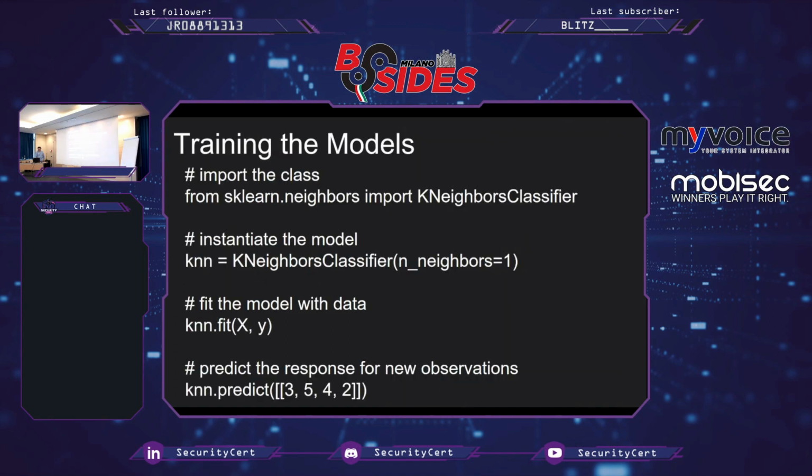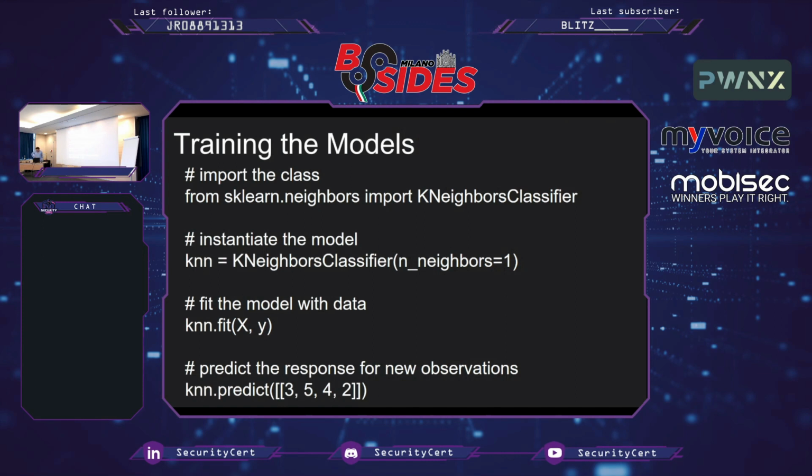So training the models, right? This is an example of just training a model with the k-neighbors classifier. So the steps, the workflow of training the model. Basically, step one is you import the class that you plan to use. In this case, we're importing the K-neighbors classifier.